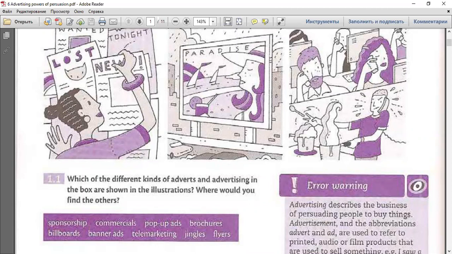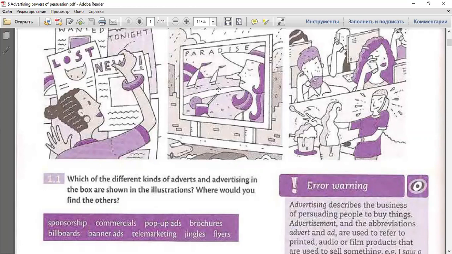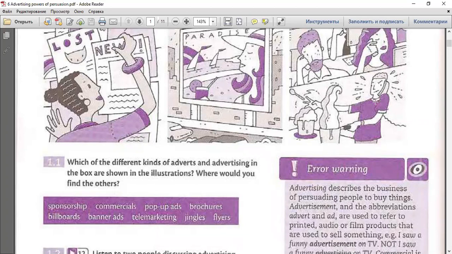Okay, so right. Number 1, that's flyers. So flyers, you don't only hand them out, but you can also put them somewhere on the wall. Then number 2, obviously, that's billboards. And the last one, that's telemarketing. So they're calling you and trying to sell something.